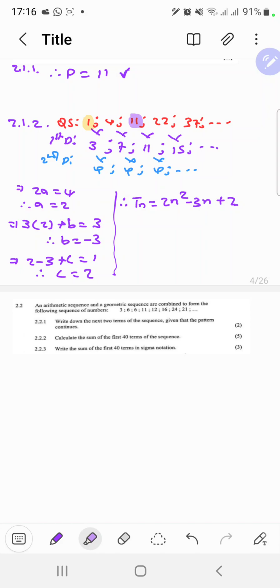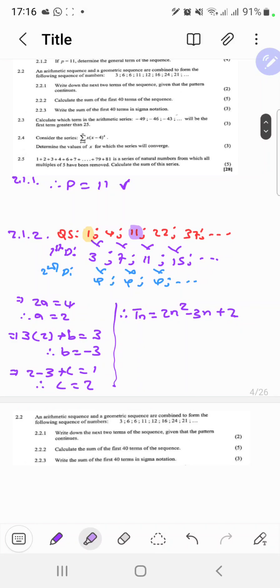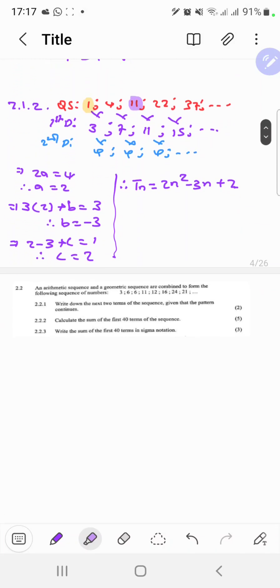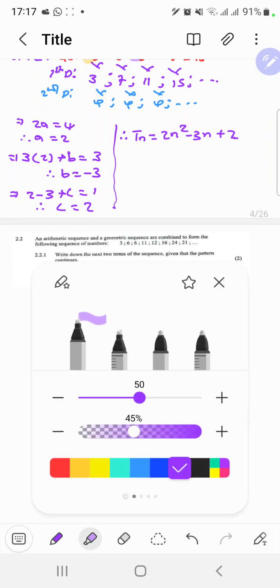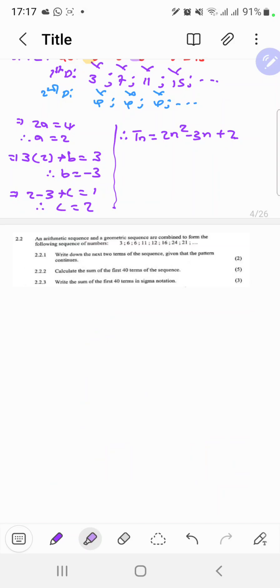So here we have ourselves a question. Let me see. Did I answer everything? Yes. So now we're looking at 2.2. So I copied it here. 2.2 says, an arithmetic sequence and a geometric sequence are combined. What have we combined here? It's an arithmetic sequence and a geometric sequence. So they are put side by side, basically. Whenever they are combined, they get put side by side. So you have to be able to recognize that they are combined to form the following sequence of numbers.